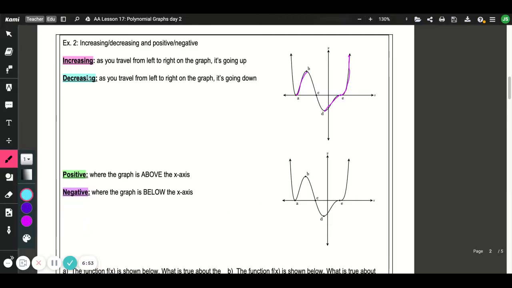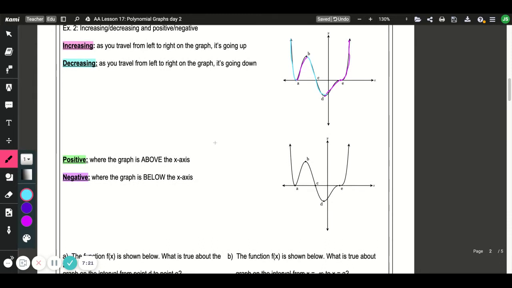Okay, so now decreasing. Decreasing means you're walking downhill. From left to right, you are going downhill. So starting at the left side, I'm walking downhill, downhill, downhill, right? Now we already said this was increasing. Now I'm walking uphill. Then I get to the top of the hill, downhill, downhill. So the blues, I'm walking downhill, I'm decreasing, and the pinks are walking uphill, I'm increasing.